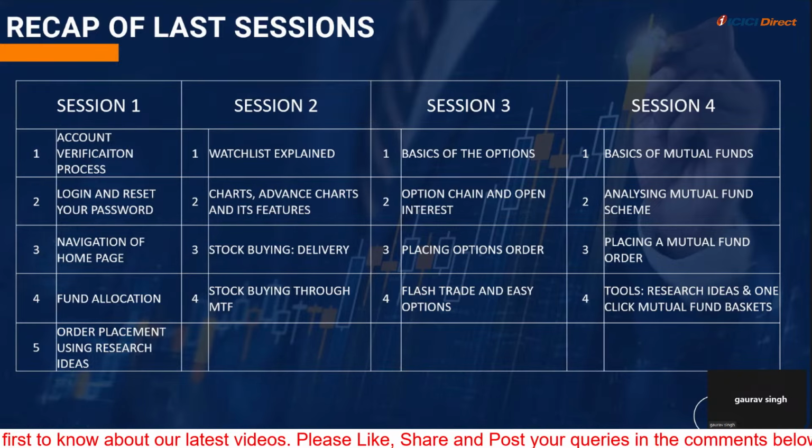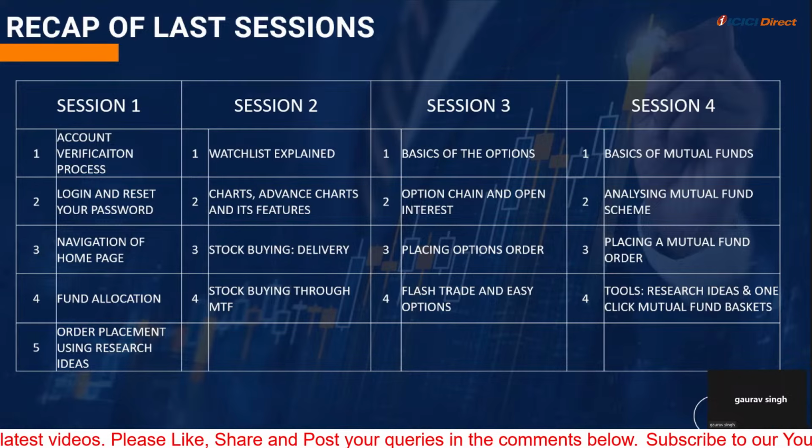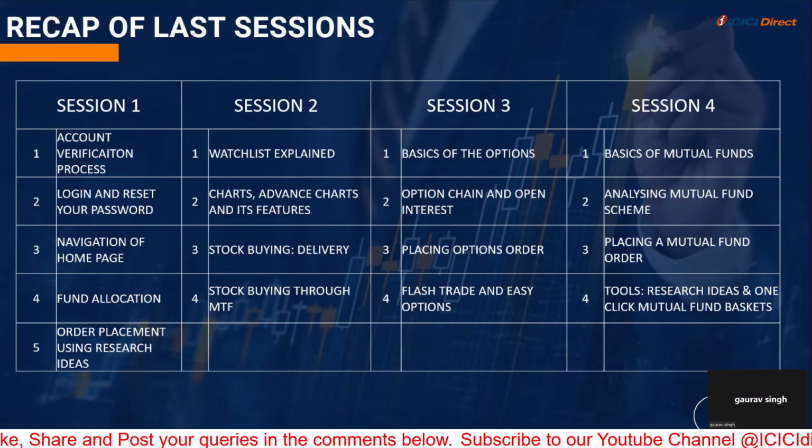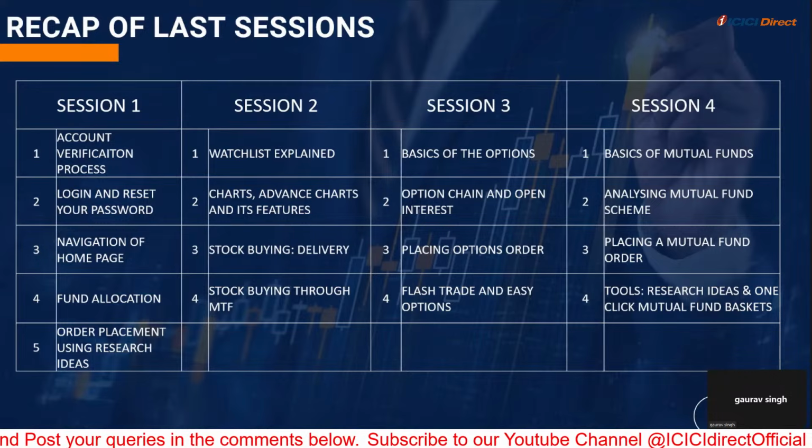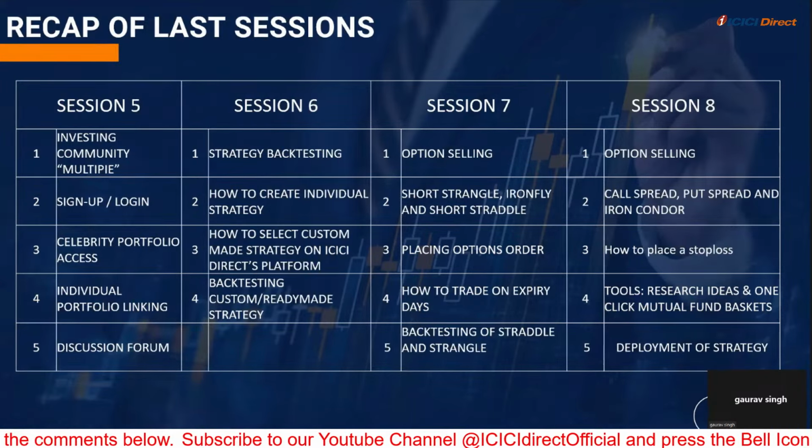Session 4 was about the basics of mutual fund. How do you analyze different mutual fund schemes? How do you place an order to buy a mutual fund? And tools, that is our in-house tool, the one click mutual fund basket, where we give you mutual funds based on your own criteria, whatever suits your risk appetite. Because we get this question of which mutual fund is good, so that is a research idea and one click basket, where our research team helps you choose your own mutual fund based on your risk appetite and return expectation.